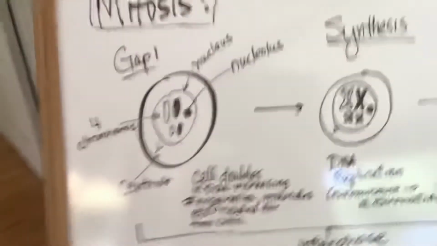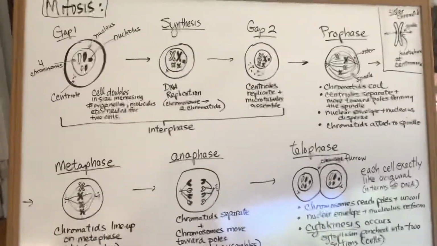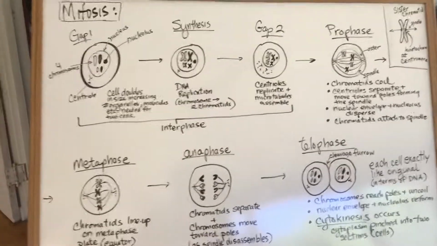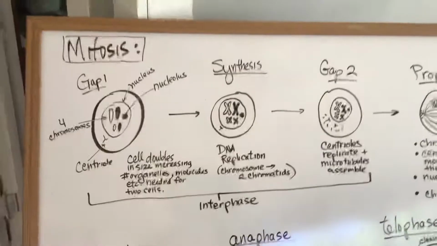All right, to start again on mitosis, or to go through the process. So this is the entire process, as you can see from back here. So if you wanted to take a screenshot of that, you could have everything. But we're going to go through each thing. So first of all, let's talk about gap 1.